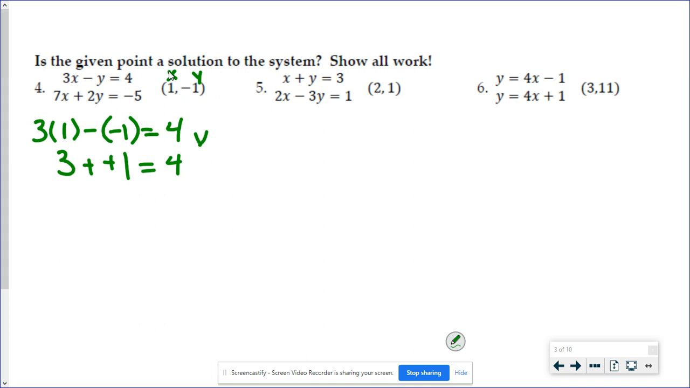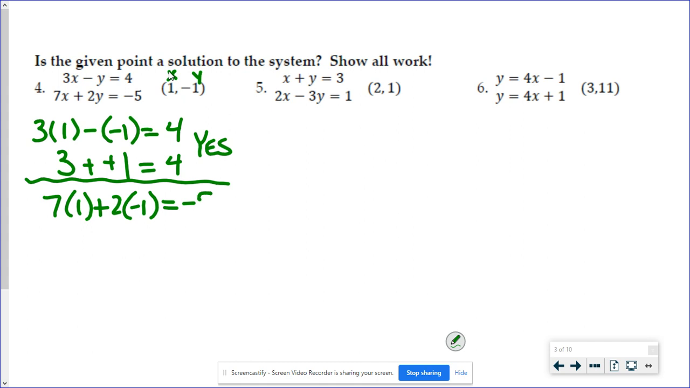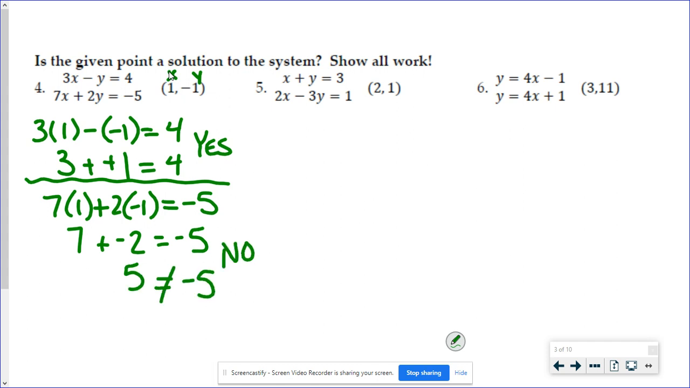So yes, it does work in the first equation. In the second equation, I'll have 7 times 1, 2 times a negative 1. I want to know, does that equal negative 5? So this is 7 plus negative 2. That's going to be 5. Those are not the same. So if you don't get a yes for both of them, it's a no overall. So number 4 is no, it's not a solution. I know there's not a lot of space there to show your work, but that's what we're looking for.